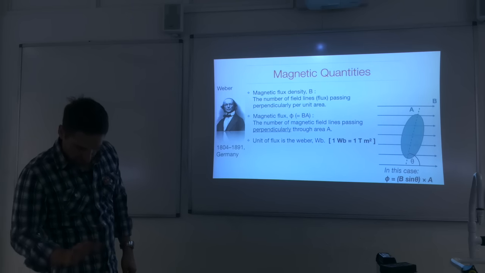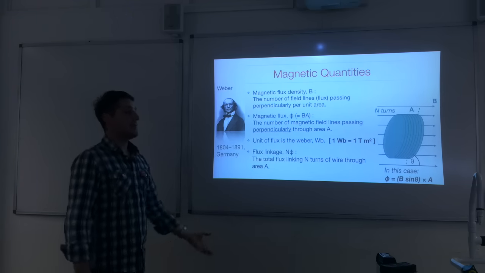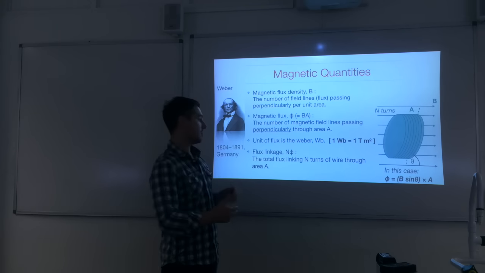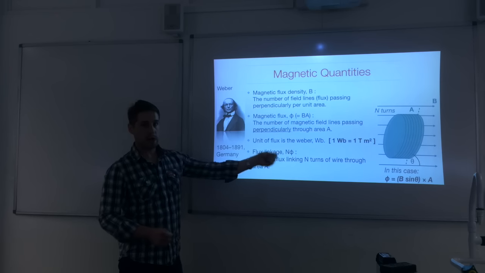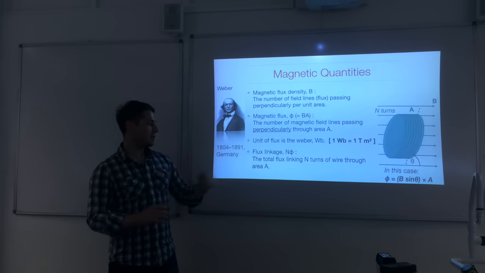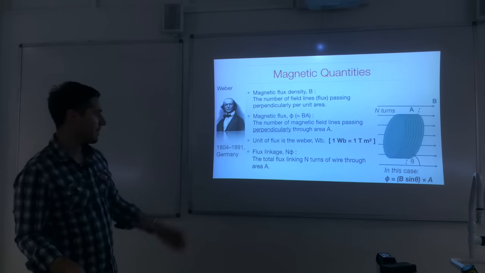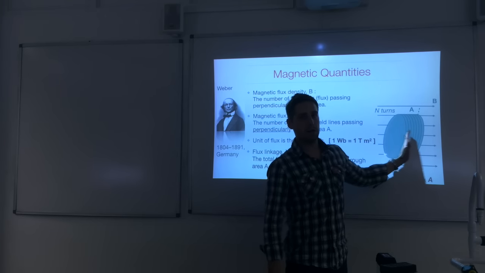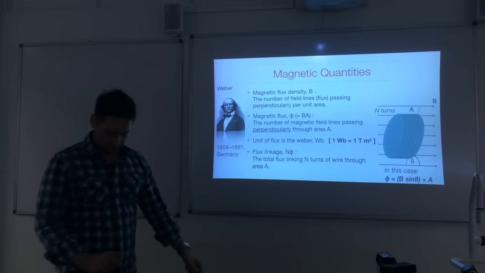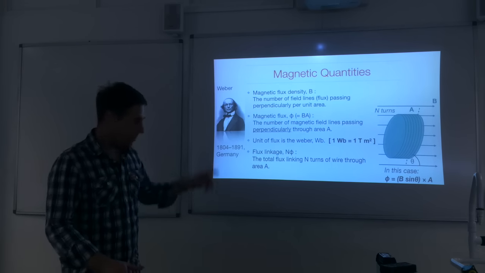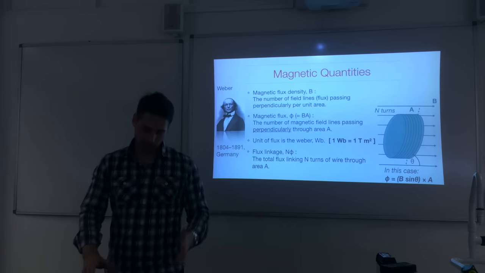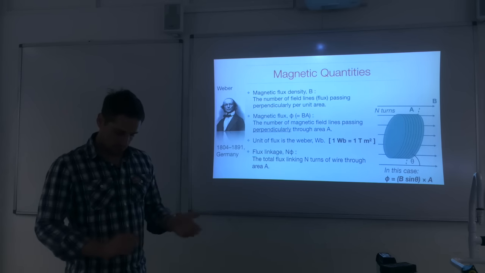So that's flux, and then we have flux linkage. This is where you have a coil that's got N number of turns in your magnetic field. So flux linkage is N phi, that's the number of turns multiplied by the flux. So this is the total flux linking N turns of wire through area A. So what I did here is I just multiplied by N turns there. And the unit for flux linkage is also Weber because N is just a number, a dimensionless quantity, so it's just multiplying it by a number there.